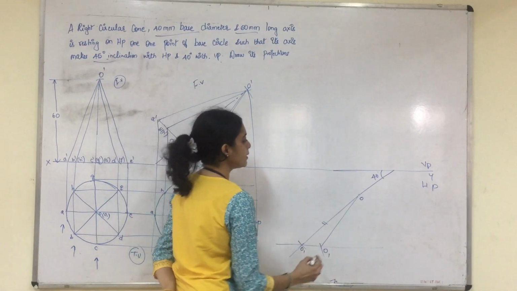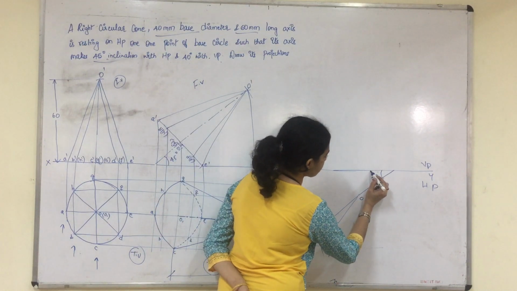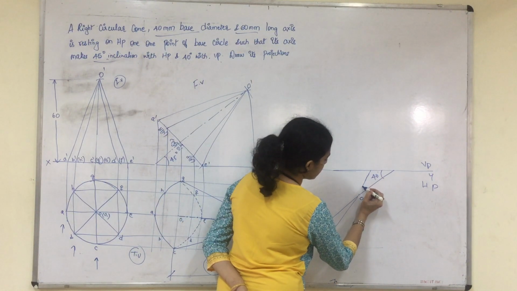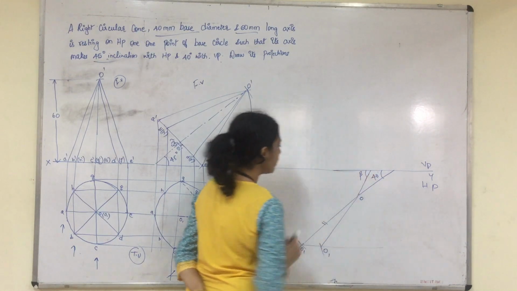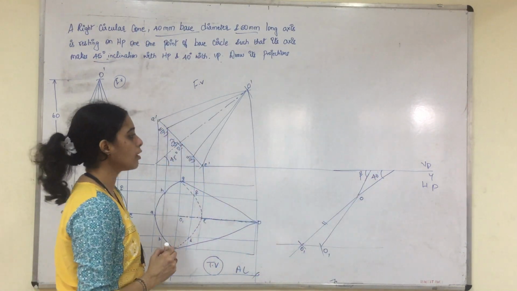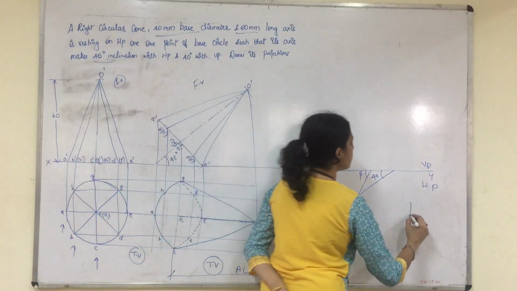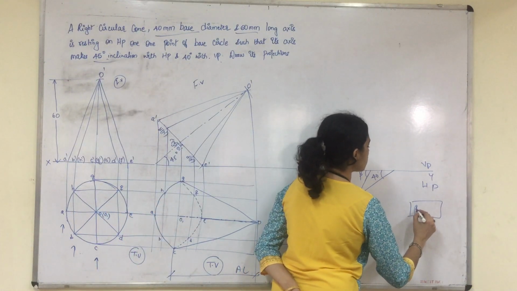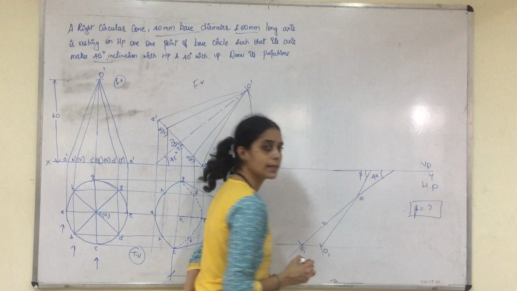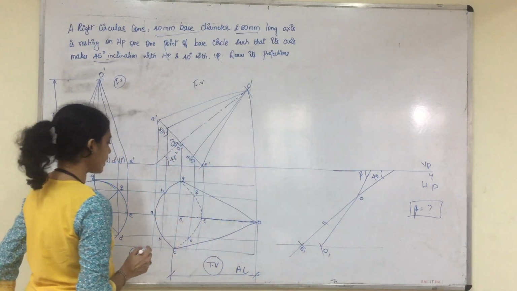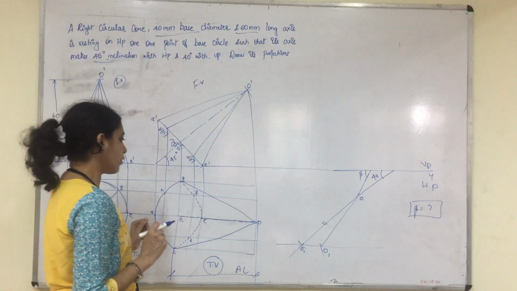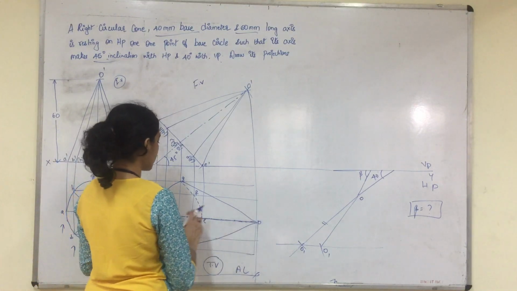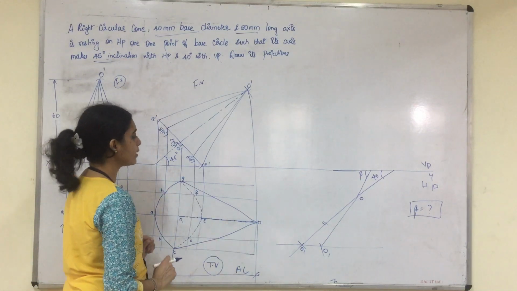Once you get the apparent length, you will extend this apparent length to our xy plane. This will be nothing but our beta. Once you measure beta, please write a box and show what value of beta you are getting. Once that is done, we need to reconstruct our circular cone. We have just the axis right now, so we have to reconstruct the remaining part.